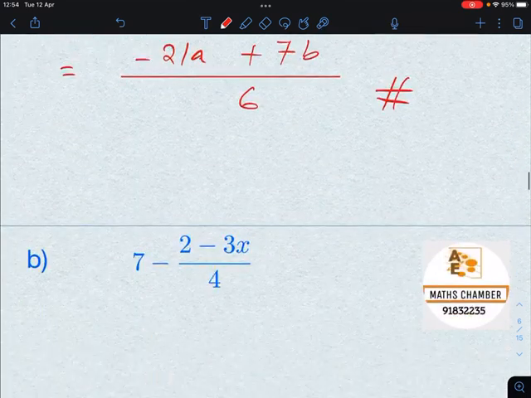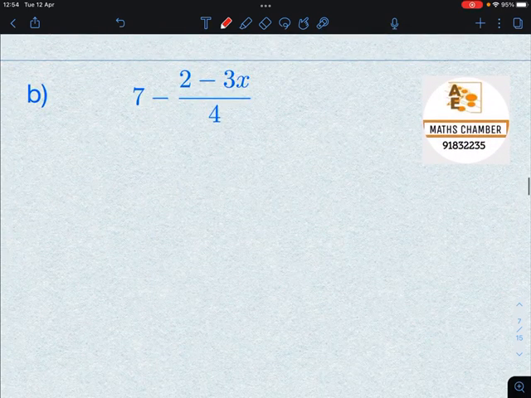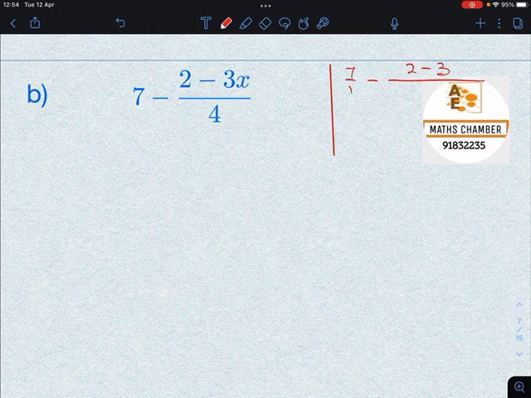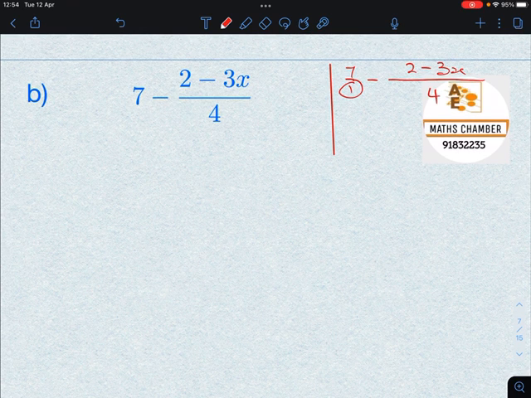Alright, let's move to the next part B. You realize that in part B we have 7 by itself. Do take note, when you have a whole number, the denominator of a whole number is 1. That means it's actually 7 over 1 minus 2 minus 3x over 4. And of course when you see that, the LCM would be 4. So the LCM is 4.